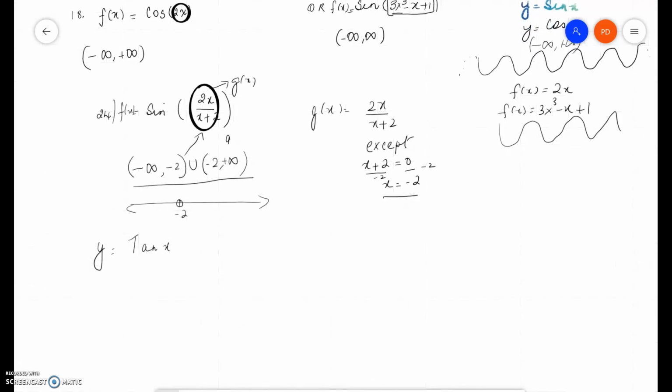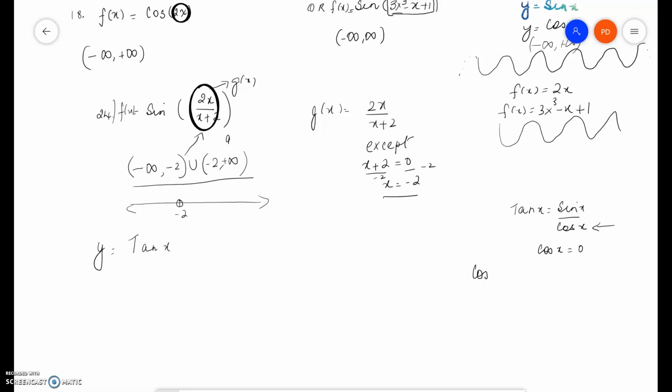Now let's look at the tangent of x function. Remember that tangent of x is equal to sine of x over cosine of x. So tangent of x is defined everywhere except when cosine of x is equal to 0. So when the denominator is 0, that's when tangent of x is not defined. So we need to make sure that cosine of x is not equal to 0. Let's see where it is equal to 0.